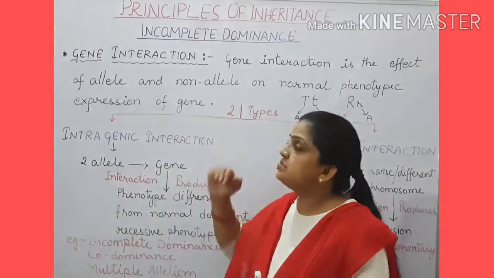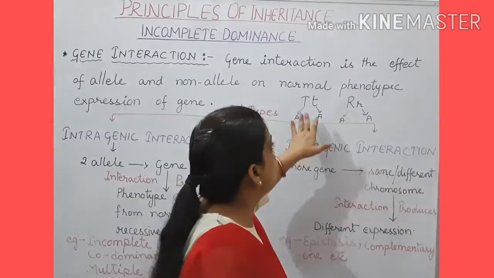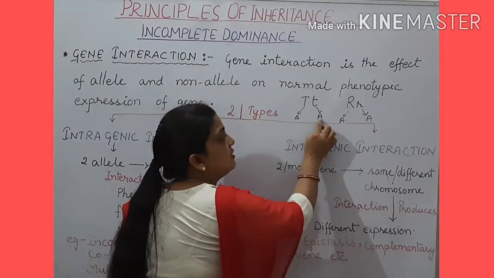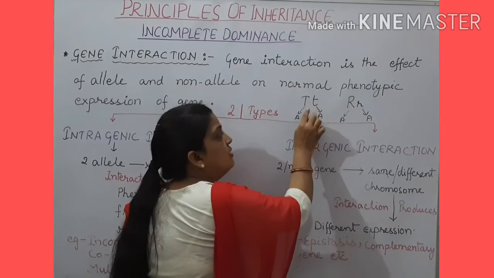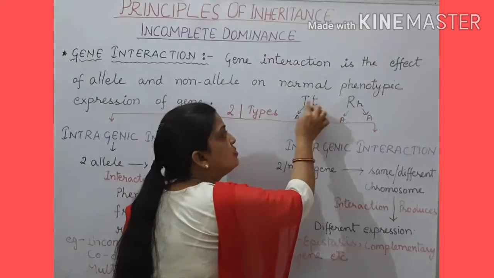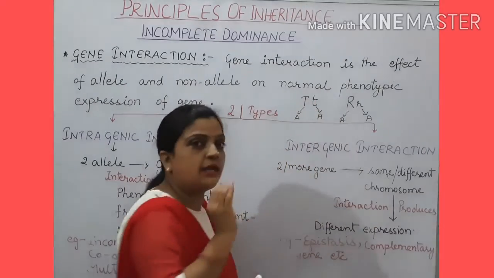So how are the genes getting interacted? Genes are interacted in this way. Either the allele small t is going to act according to the capital T.